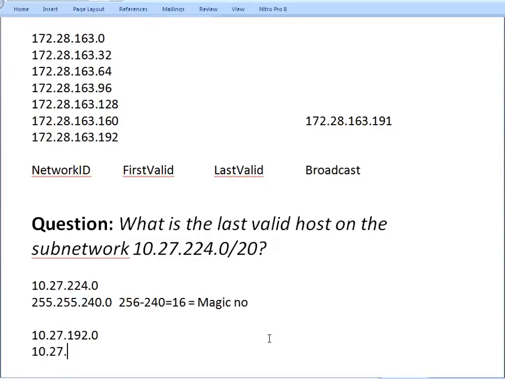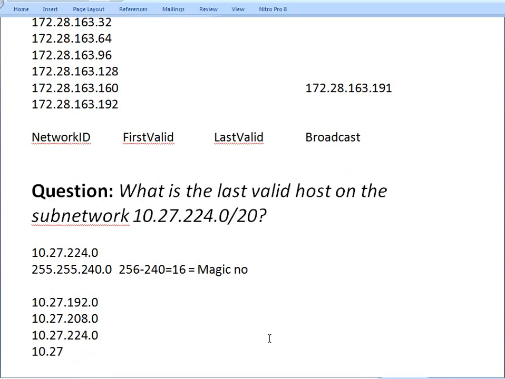10.27, if I add 16 to this, it's going to be 208.0. The next one is 10.27, if I add another 16 to this, it's going to be 224.0. And if I add another 16 to this, it's going to be 240.0. Okay, so now I just found out the range. I found out the next network as well.